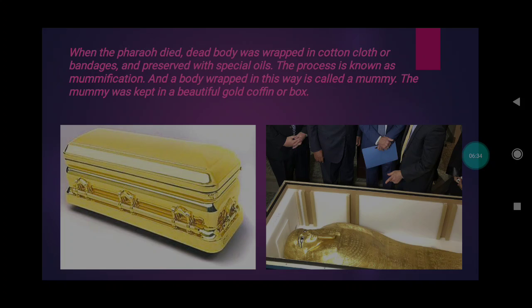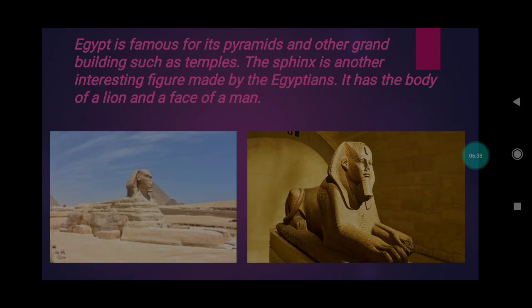The Sphinx is another interesting figure made by the Egyptians. It has the body of a lion and the face of a man, which is shown in the figure.